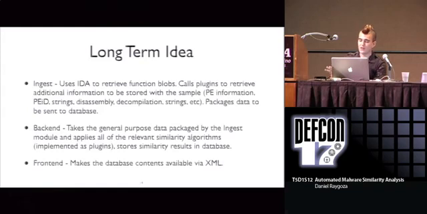So this is a long-term idea. Not all of this is implemented, but where I'd like the project to aim for is to break these samples down into function blobs and also gather lots of other information that could be used in a generic way for similarity analysis. Gather that all together, package it up, send it to a database that can store all this information, and then pre-compute all the similarity information if we have to.